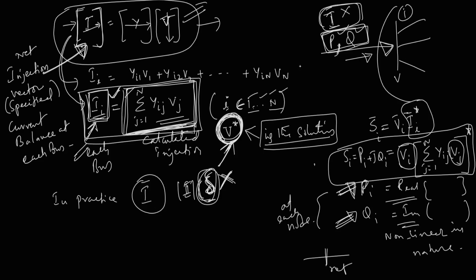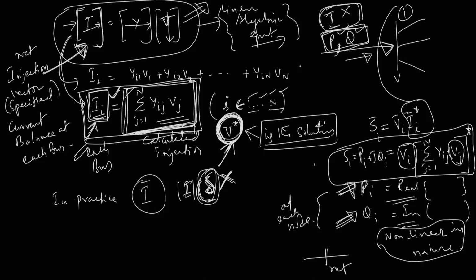whereas these equations I equals YV are simply linear algebraic equations. That is why we have used a simple technique, LU decomposition or successive elimination method, or simply Y inverse into I gives me voltage V. That is how we can solve here. But here when it becomes non-linear, then I have to adopt iterative methods to solve these equations.